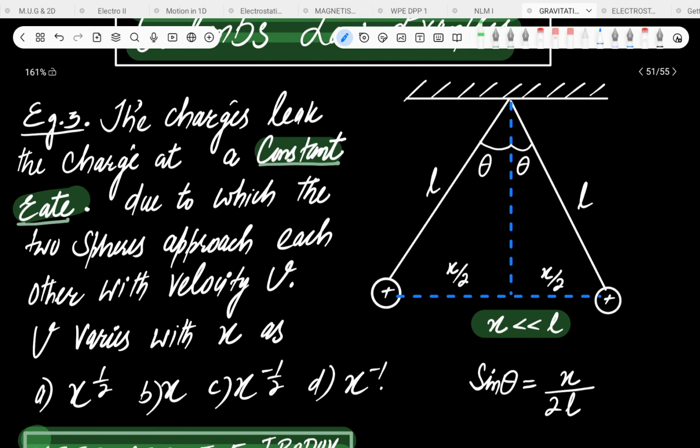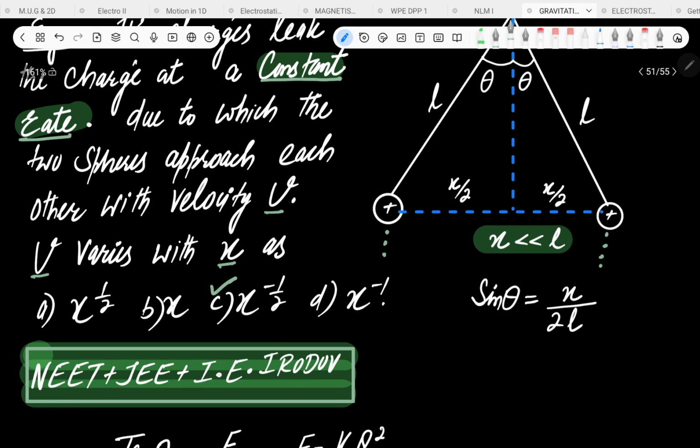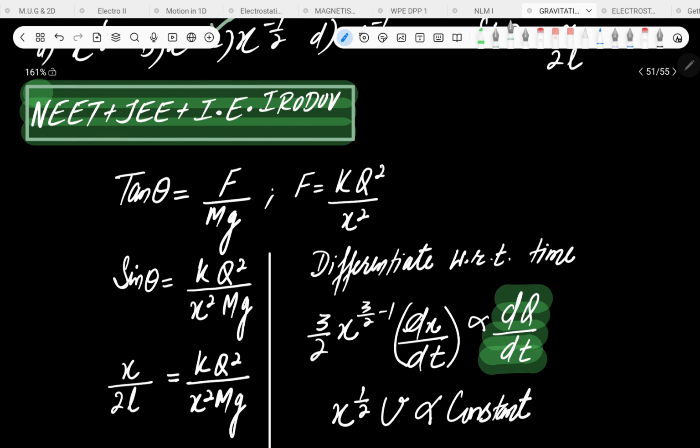ठीक है जी. The question ये था, these two charged particles, they will leak out the charge. So this also leaks out charge, and this also leaks out charge, because of which the two particles will approach each other. Now at an instant, the velocity is v. Now the question is how this v varies with the x. That was the question, and the options are given to you. So this is the correct answer, that is part C.